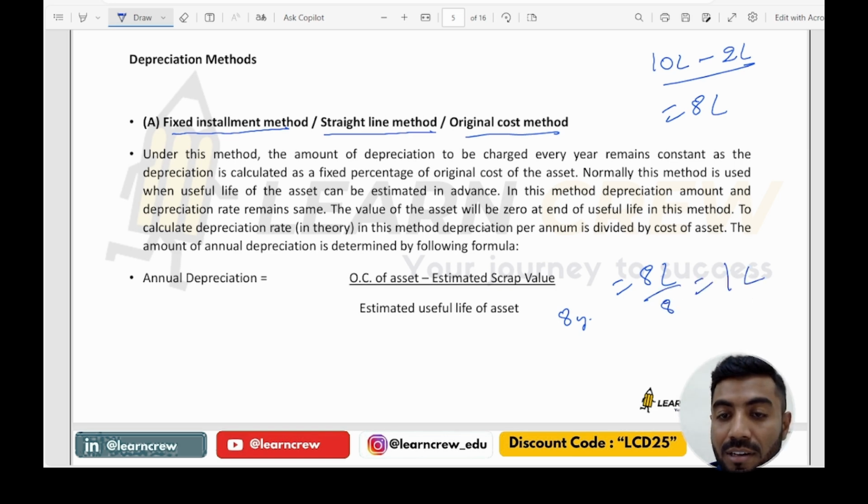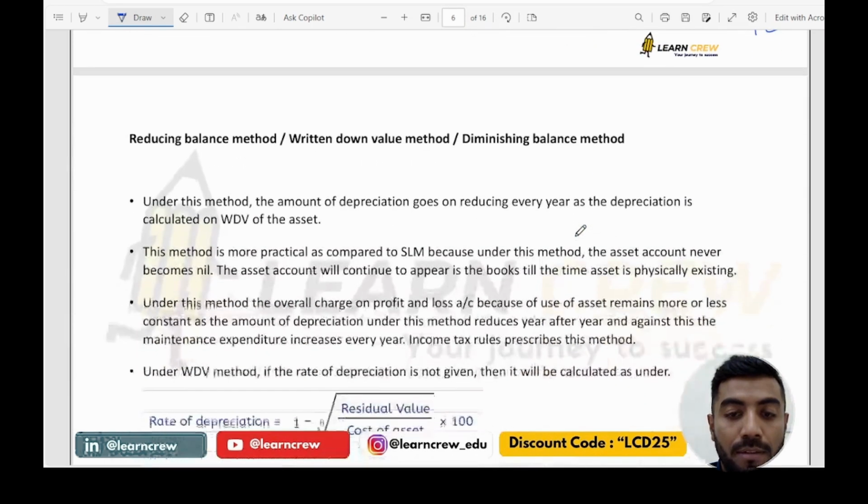So always here, the depreciation amount will remain the same in all the years. 1 lakh, 1 lakh, 1 lakh, in the first year, second year, third year, fourth year, all the years, the depreciation amount will remain the same. That's why it's called the fixed installment method, straight line method, or original cost method.